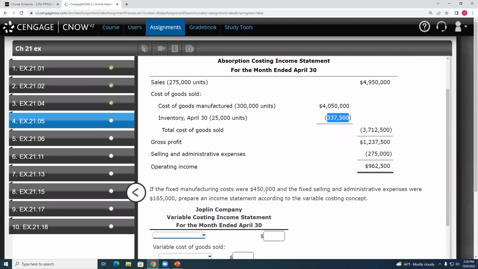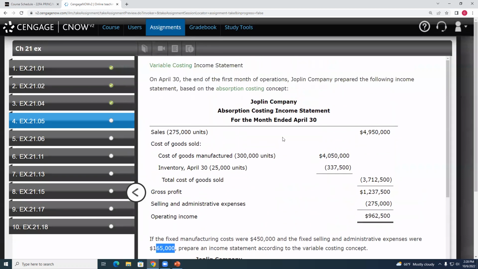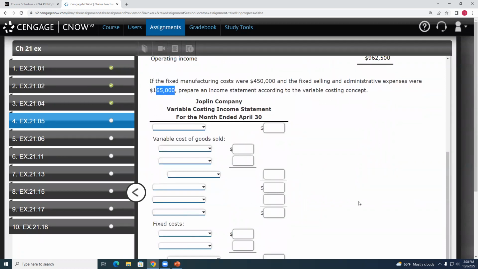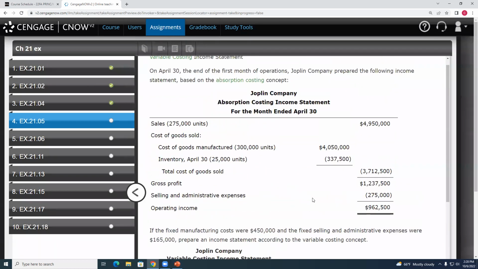It tells us that the fixed manufacturing costs were 450,000. And they also tell us of the selling and administrative expenses totaling 275, 165 of that was fixed. So we're asked to take this absorption costing income statement and translate it into a variable costing income statement. One thing we know already is that the variable costing income statement is going to have a lower operating income, because they're going to be charged for all of the fixed manufacturing cost, not just the part that applied to the products that they sold.